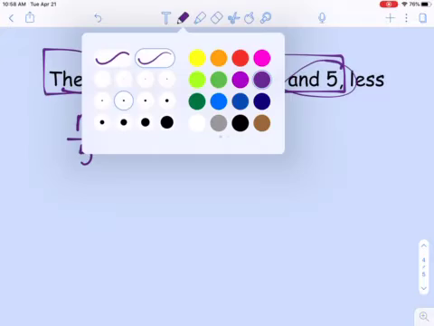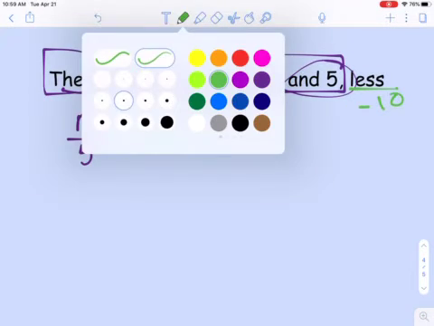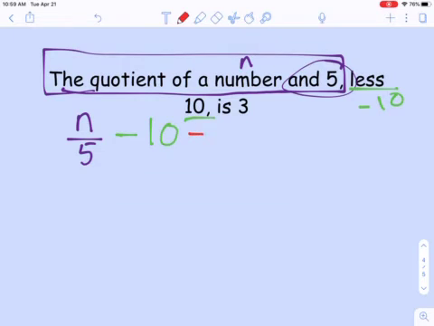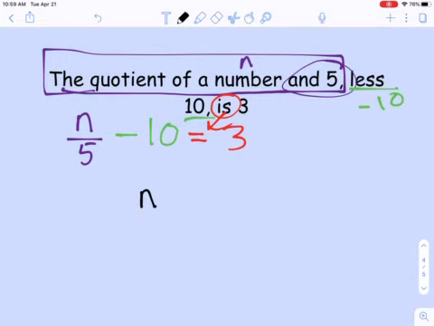Next part, less 10. Well, less 10 just means -10. And then our end part is 3, so equals 3. So our whole number sentence here, written in symbols, is n divided by 5 minus 10 equals 3.